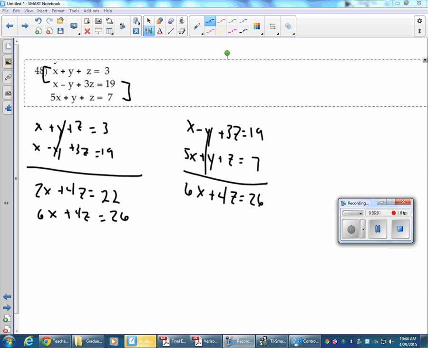It looks like the z's would cancel if I multiply one line by -1. I'm going to do that to the top line by -1. It becomes negative 2x minus 4z equals negative 22. And the bottom line stays the same.